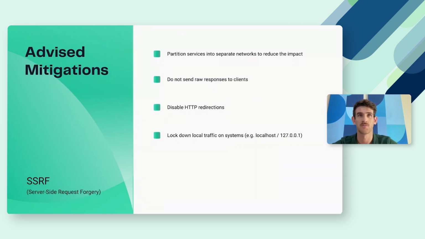Some mitigations you can pursue include partitioning your services across separate networks to reduce the impact. So if Netcat was actually my SSH port, and I wanted to ensure that no one could SSH or run that service, I'd make sure they're on separate networks. Another option is ensuring you don't actually send responses to clients and disabling all HTTP redirection, by locking down local traffic and enforcing stricter security policies for that exposed endpoint.